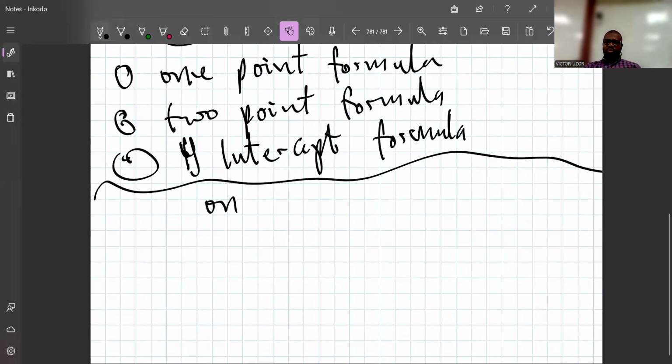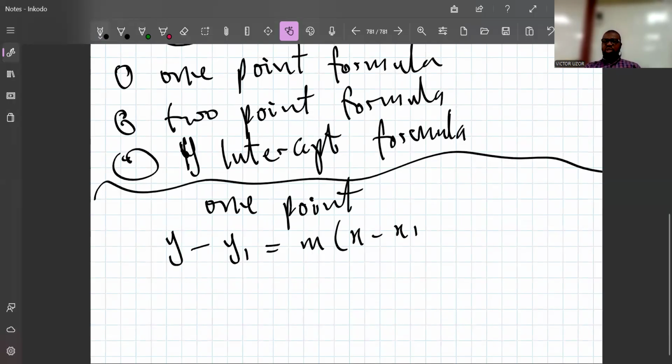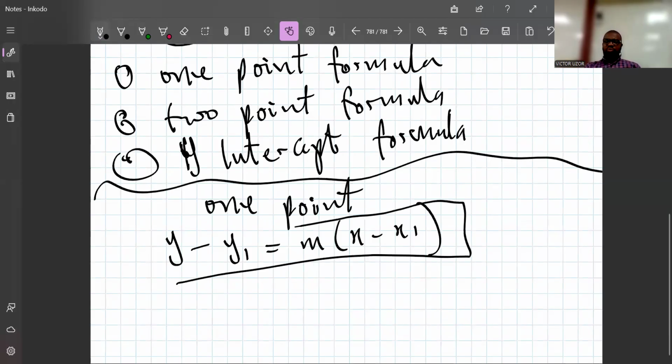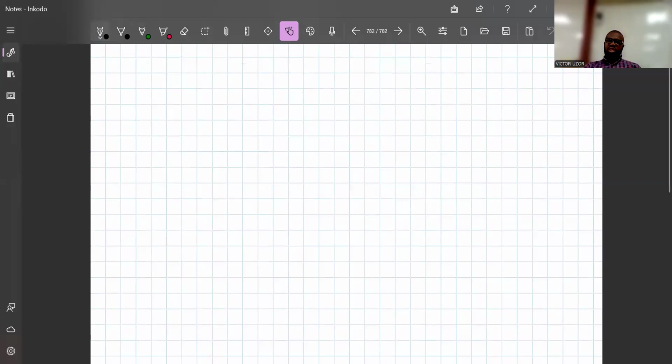For the one point formula, that means when you are given a gradient and a point, the formula is y minus y1 equals m in bracket x minus x1. This is a general formula that is known. Whether you want to use the one point or two point formula, once you find your gradient, you are good to go.